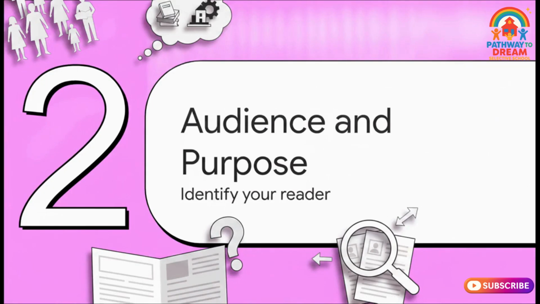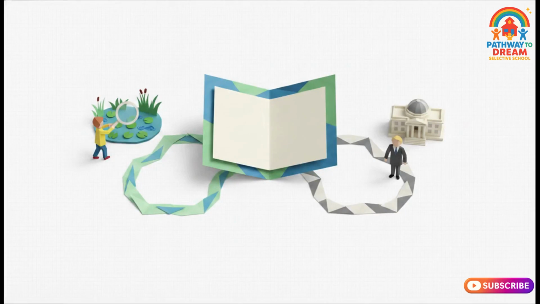Moving right along to Section 2, Audience and Purpose First. This is, hands down, the very first thing a student must do before typing a single letter on that keyboard. Before you even start brainstorming, you have to ask yourself 3 critical questions. 1, what must this brochure achieve? 2, who is going to read it? And 3, what specific information is the prompt demanding?